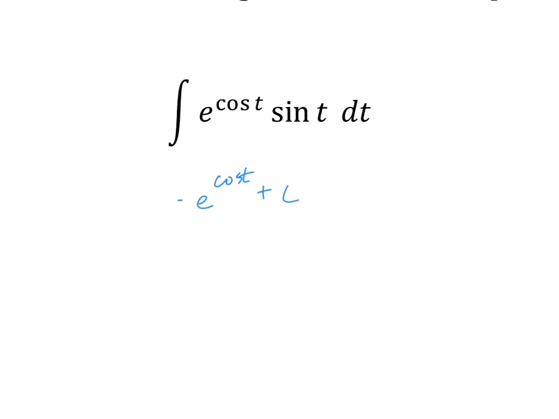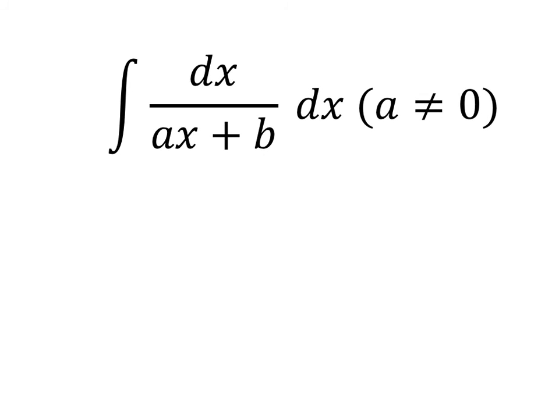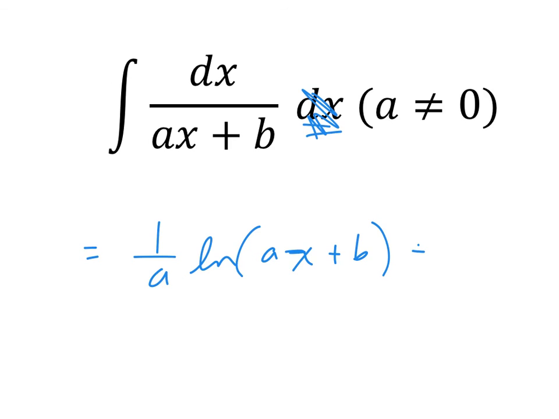All right, we're going to try one where you have a ton of variables with no numbers. So notice this problem. It says dx. dx means only x is variable. That means a and b are both just constants. Treat them like numbers. The answer is 1 over a times the natural log of a times x plus b, plus c.